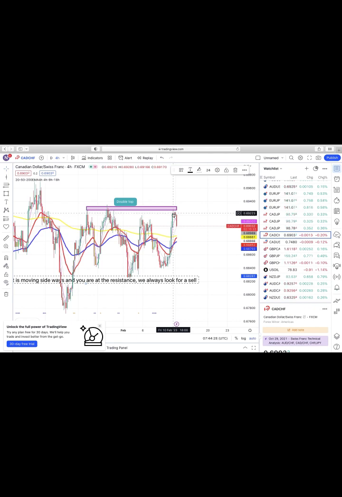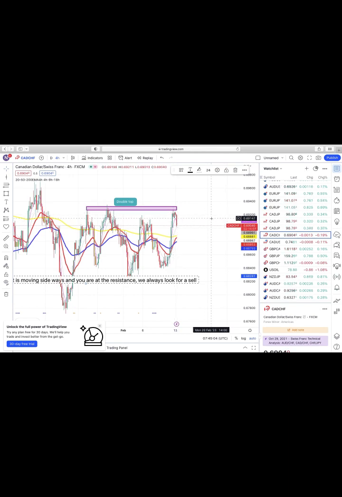For the confirmation of a sell, when you are at the resistance, you are looking for candle patterns or candle confirmations, and you can also look at the indicators, like the EMA, to confirm whether it is a sell or a buy. You can also confirm with the indicators. That is another confirmation you can make.